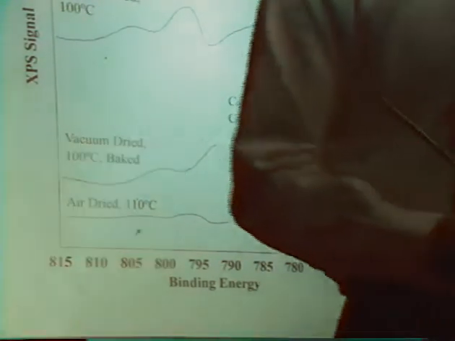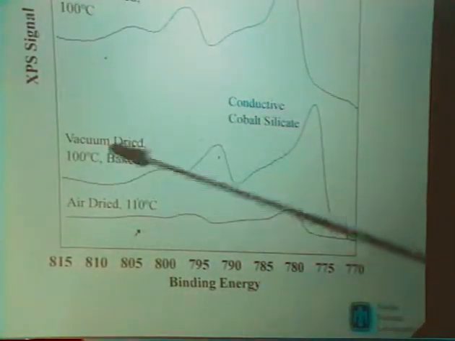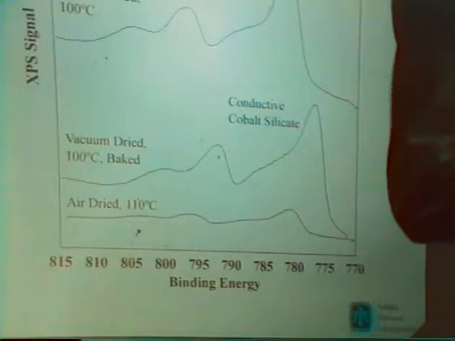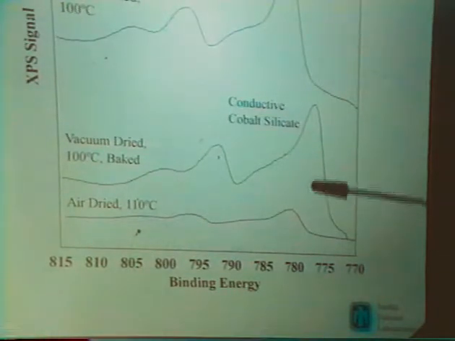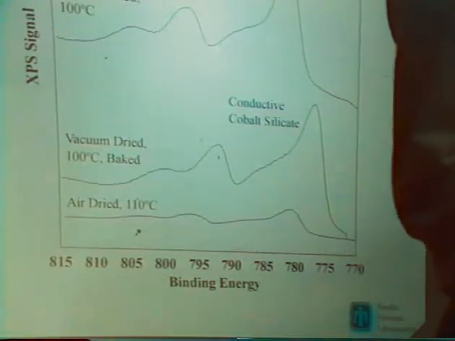And this is valid because if you look at the silicon 2p region for a sample that's been vacuum dried and baked and annealed to 250 degrees C, it's a very broad silicon 2p region. There are multiple peaks that can be assigned to the silicon, so it's very hard to make this charge correction. Anyway, if we do not make a charge correction, we see it line up right at 781 eV that would be assigned to a cobalt silicate.